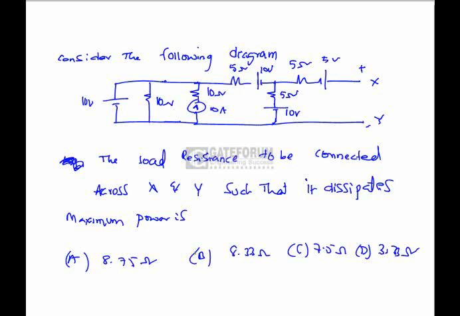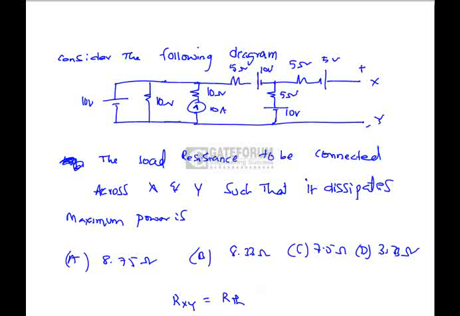Consider the following diagram. The load resistance to be connected across X and Y such that it dissipates maximum power. In order to find what resistance we need to connect across XY to transfer the maximum power to that load, we have to convert the entire circuit into its Thevenin equivalent. If we find the Thevenin resistance, then we will know what resistance we need to connect across XY to transfer the maximum power. That is, RXY must be RThevenin for the above circuit. So we have to calculate the RThevenin.